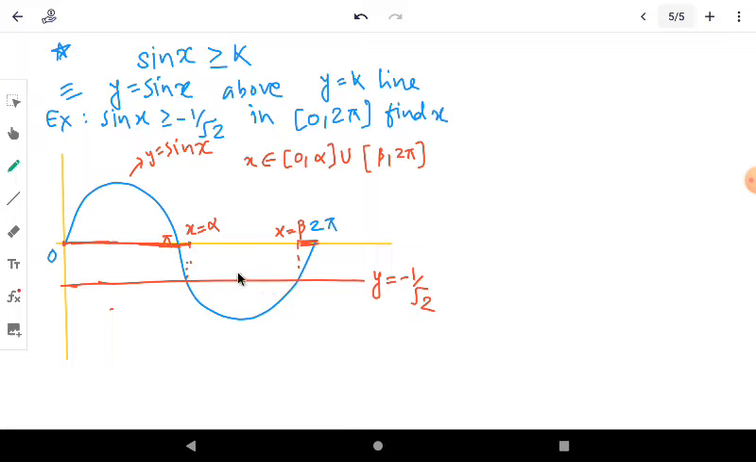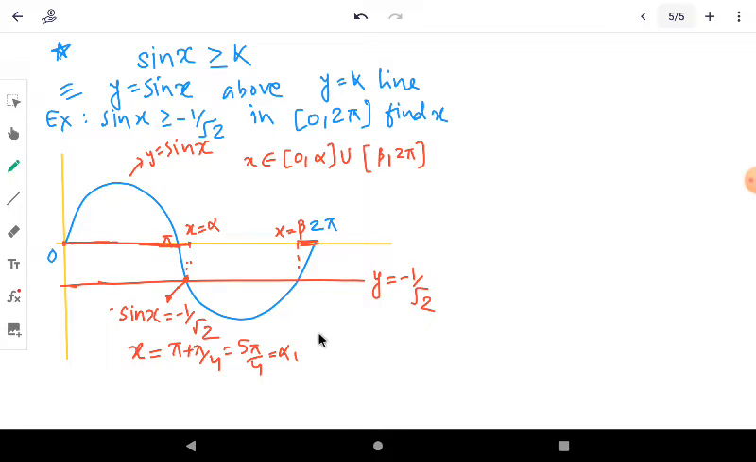Now since this point is the intersection point of sin x and minus 1 by root 2, and this point happens to be after pi, meaning in the third quadrant, if you use the ASTC rule, x should be pi plus pi by 4, which is 5 pi by 4. So this is alpha guys.